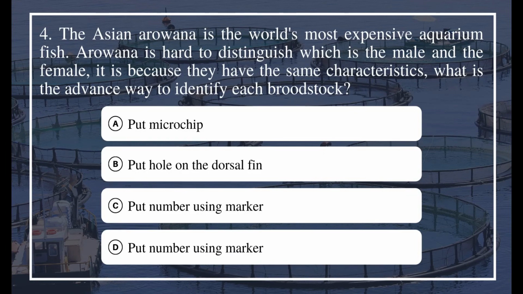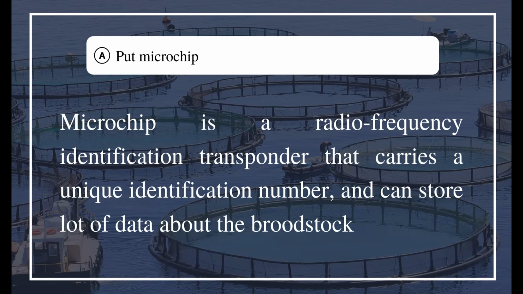4. The Asian arowana is the world's most expensive aquarium fish. It is hard to distinguish which is the male and the female because they have the same characteristics. What is the advanced way to identify each broodstock? A. Put microchip. B. Put hole on the dorsal fin. C. Put number using marker. D. Put pink and blue paint. The answer is A. Put microchip.